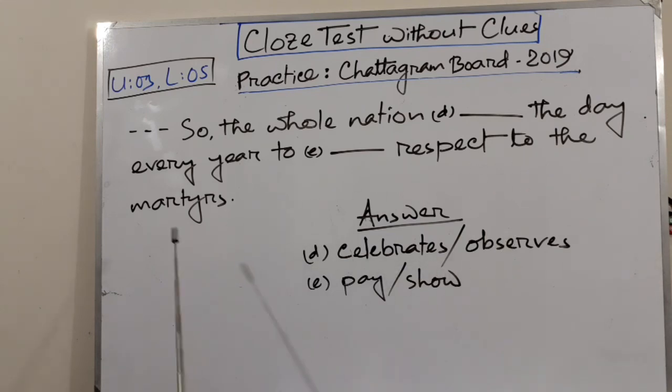Then every year to gap respect to the martyrs. Here we can use pay or show. It is also the place of a verb, so we should use the verb according to the rules of right forms of verb, and that is after to, the verb usually will be in the form of V1 or main form, base form.